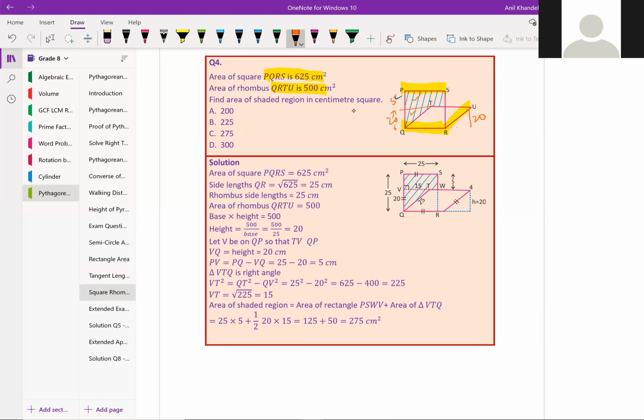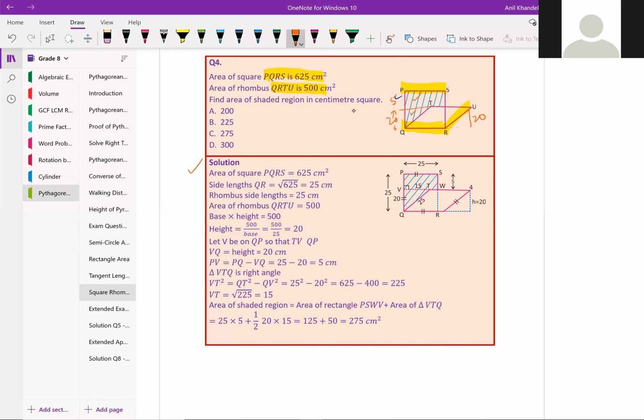Did you understand the approach? Okay, I'd like you to read a lot of steps to first be able to understand. This is one of the most difficult questions which you can get in this particular unit. I'd like you to go through the solution and read the steps involved. Area of square PQRS is equal to 625 centimeters squared. Side length QR is the square root of 625, which is 25 centimeters. Rhombus side lengths will also be 25 centimeters. Area of rhombus QRTU is 500. Base times height is equal to 500. To find the height, just reverse the base times height formula and we get 20.